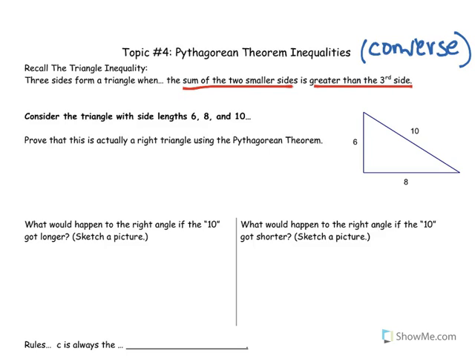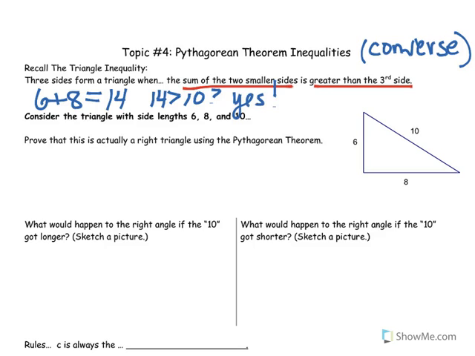Okay, so down here I've given you a triangle with side lengths 6, 8, and 10. But how do we know this is actually a triangle? I take the 2 smaller sides, 6 and 8, find their sum, so add them together. That's going to equal 14. And then I ask myself, is 14 greater than the third side, 10? And the answer here is yes, so we know that this forms a triangle.